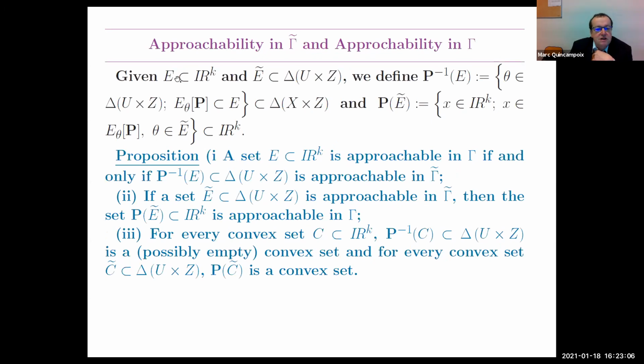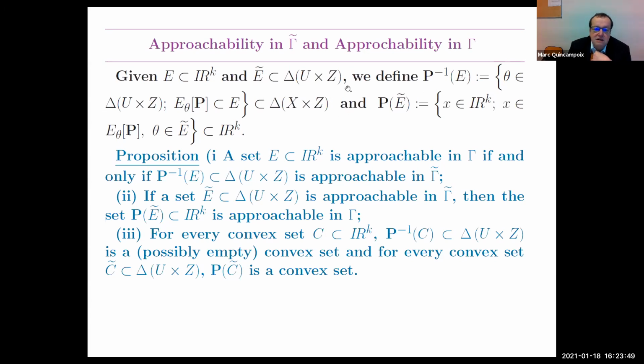And now let's give two notations. Let's consider E a subset of Rk and E tilde a set in delta U times Z. What is P minus 1 of E? P minus 1 of E is a way to associate measures compatible with E. It is the set of all measures theta of delta U times Z such that the expectation of P is included in E. So it is a subset of delta U times Z.